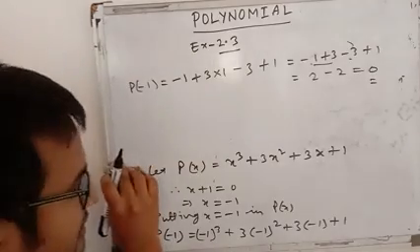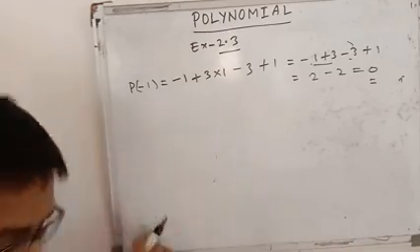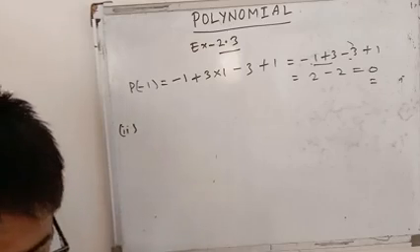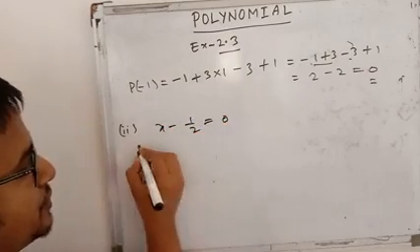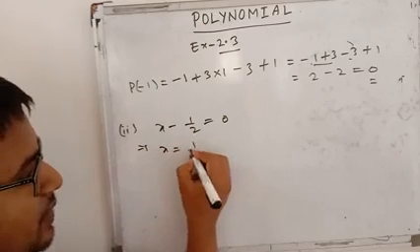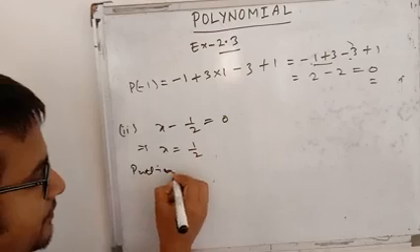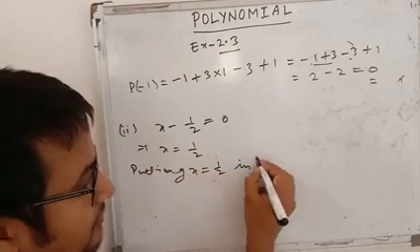Okay, in the same way, you see the p of x for question number 2. Question number 2 is also the same. Here x minus 1 by 2 equals 0, so x equals 1 by 2. So putting x equals 1 by 2 in p of x.